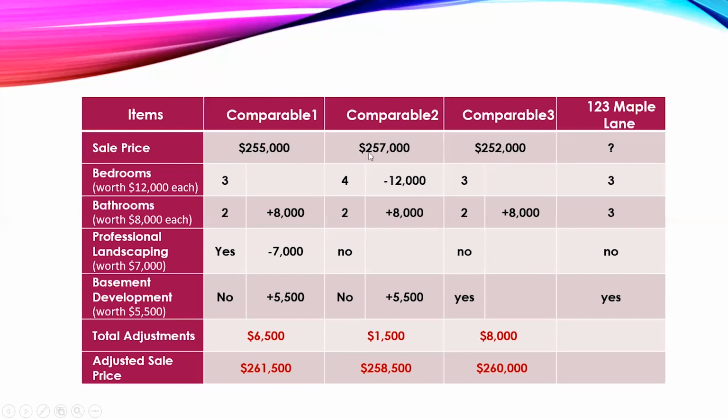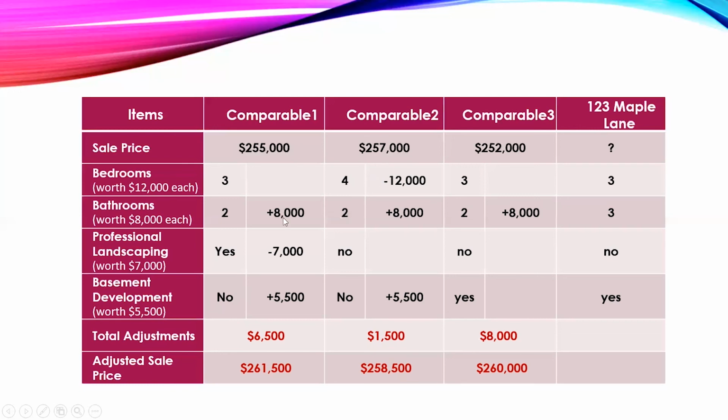Now the sale price for this property was $257,000. In this case, we see that the property has 4 bedrooms, but our subject property only has 3 bedrooms. Therefore, we will have to make a negative adjustment to this property in order to bring it to the same level as our subject property, which only has 3 bedrooms. So we will make a negative 12,000 adjustment to that because each bedroom is worth 12,000.